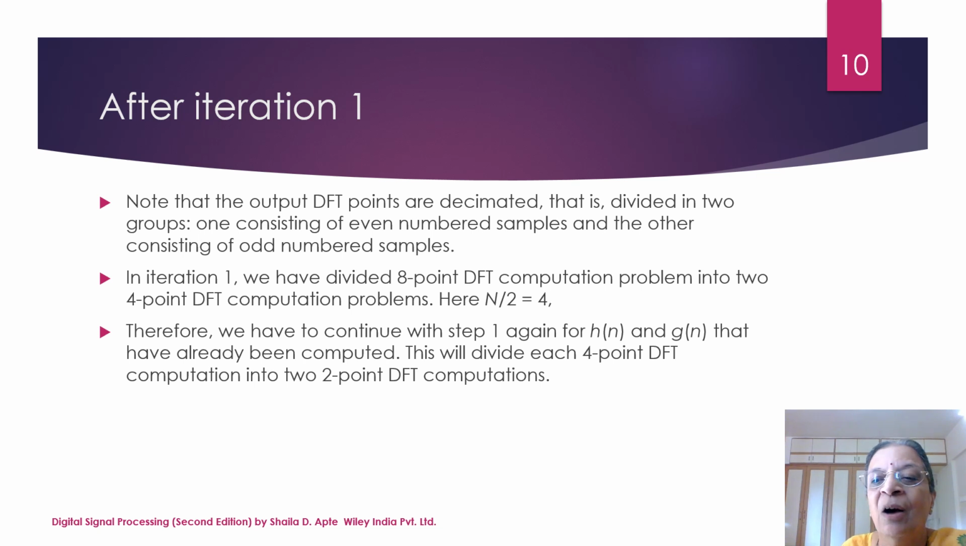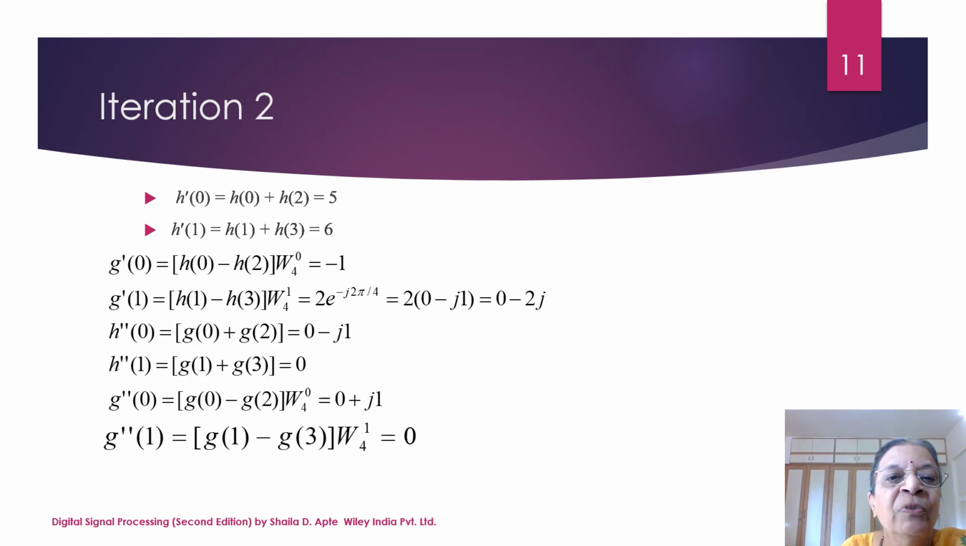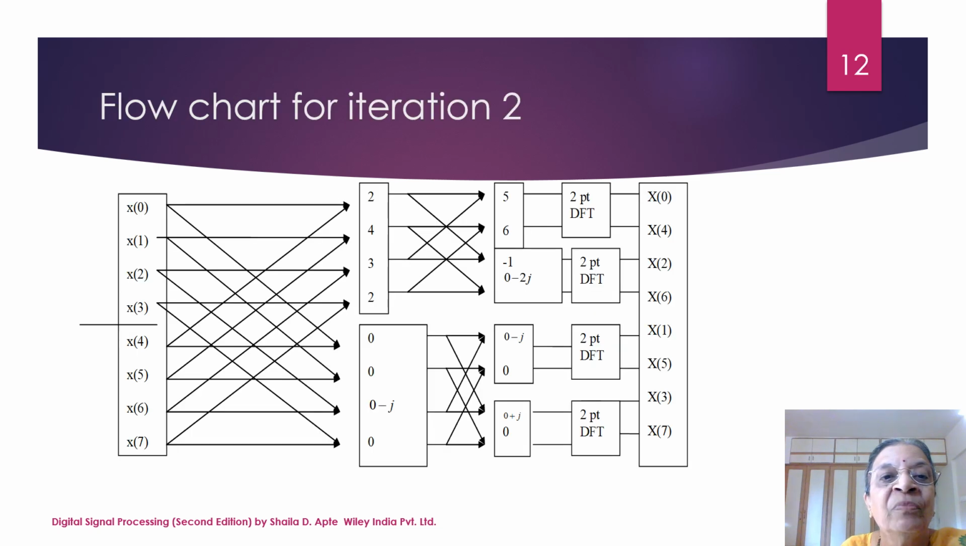Right. So let us see how iteration 2 would look. We'll have to calculate h dash 0 and h dash 1. So we'll consider h0 plus h2, then h1 plus h3. Then g dash 0 is h0 minus h2 times W4 raised to 0, and h1 minus h3 times W4 raised to 1. Similarly, we'll calculate h double dash 0 and h double dash 1 using g0, g1, g2 and g3, and then calculate g double dash along similar lines. This is iteration number 2.